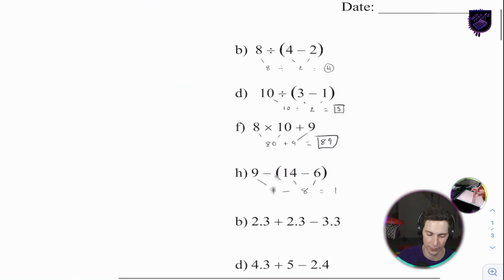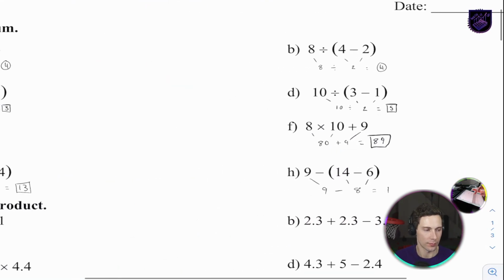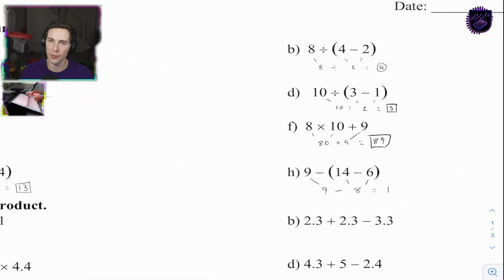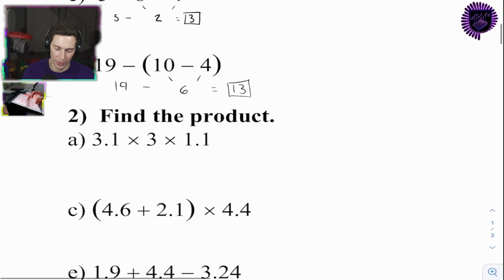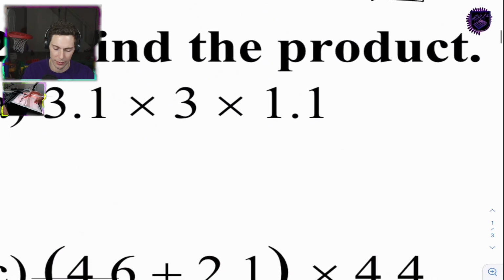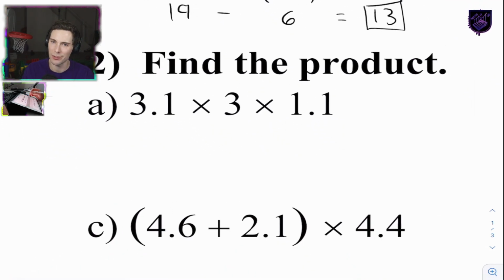Feeling it so far? Oh my goodness, we're jumping into some decimals. Do you remember your decimals from earlier this year? I hope you do. They are tricky at times. We need to pay attention. So we have 3.1 times 3 times 1.1.